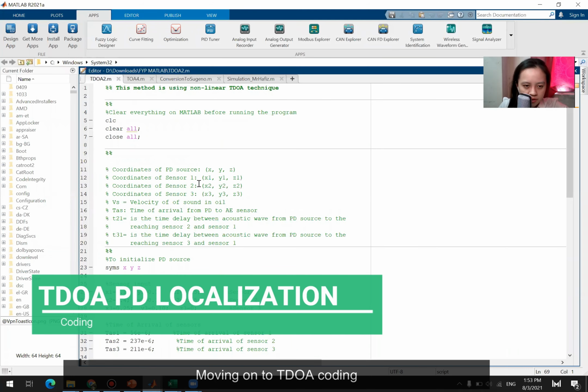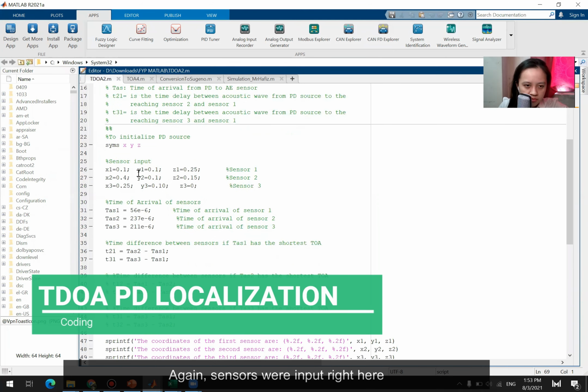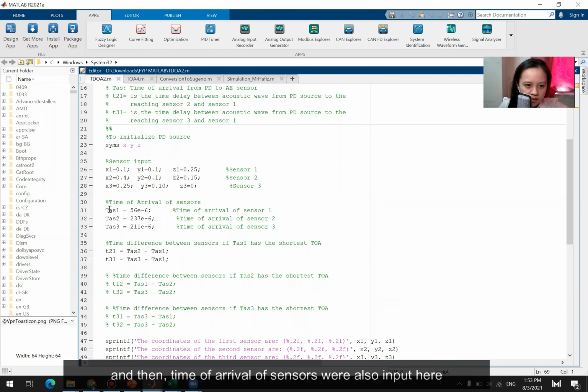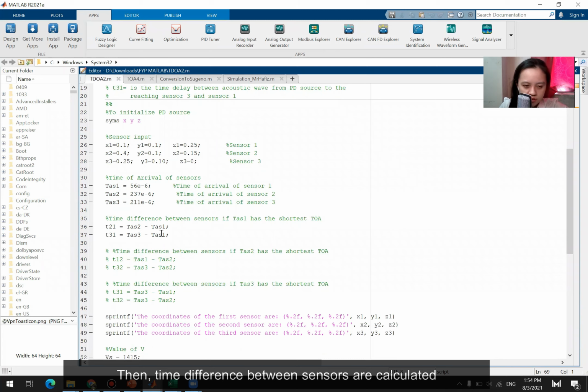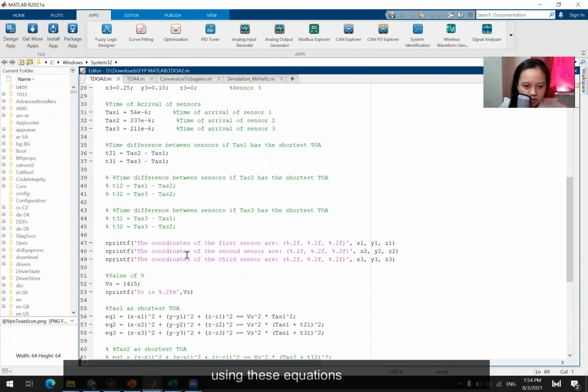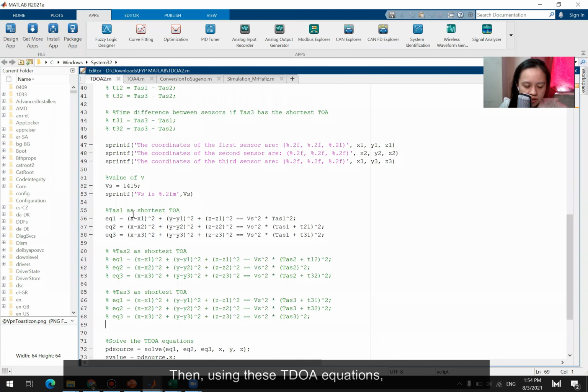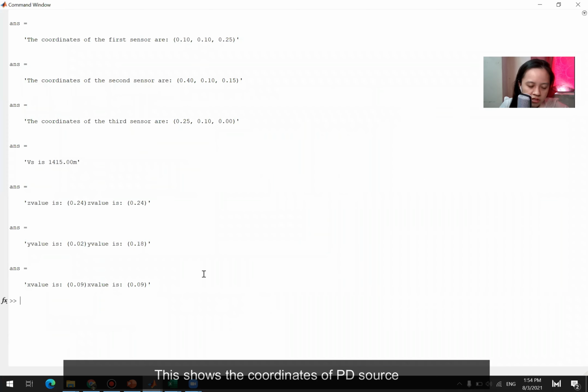Moving on to TDOA coding. Again, sensors were input right here, and then the time of arrival of sensors was also input here. Then the time difference between sensors is calculated using these equations. Then using these TDOA equations, the PD source could be localized. So this shows the coordinates of the PD source.